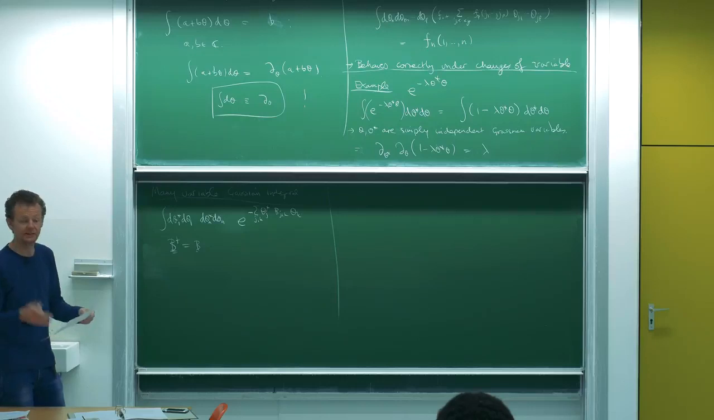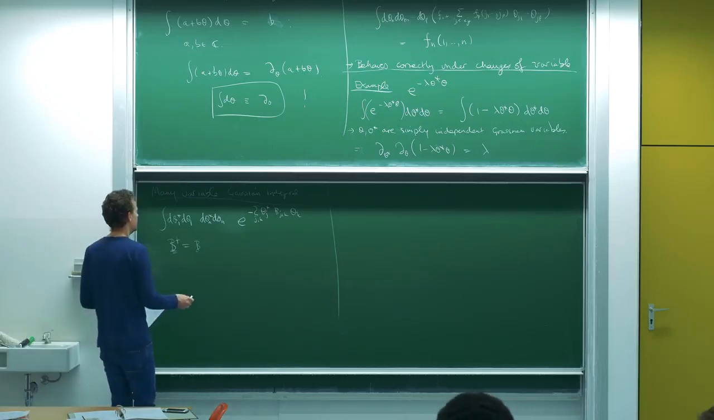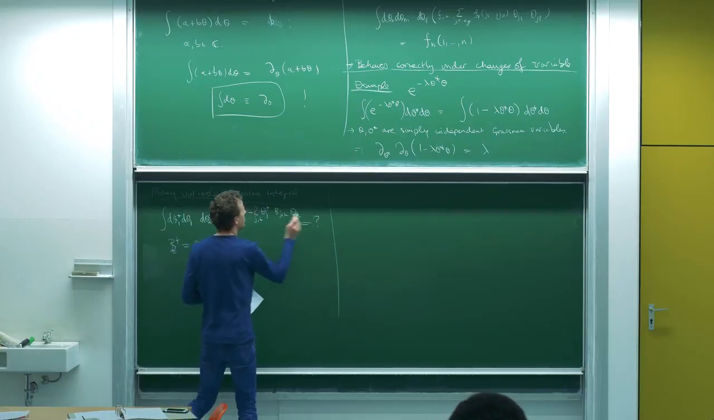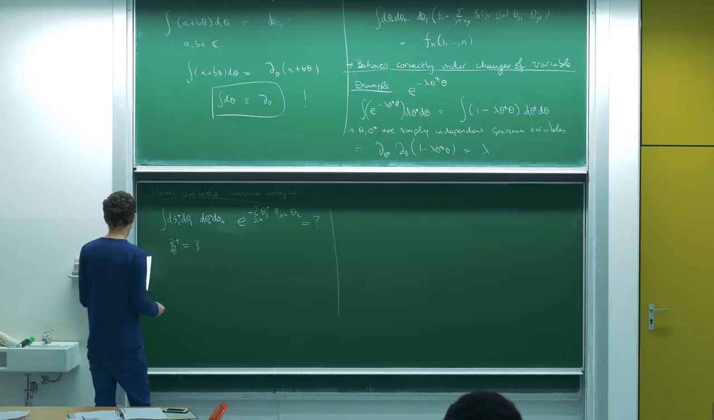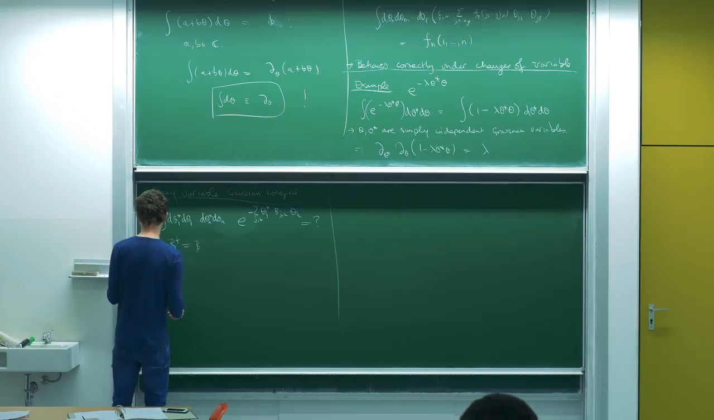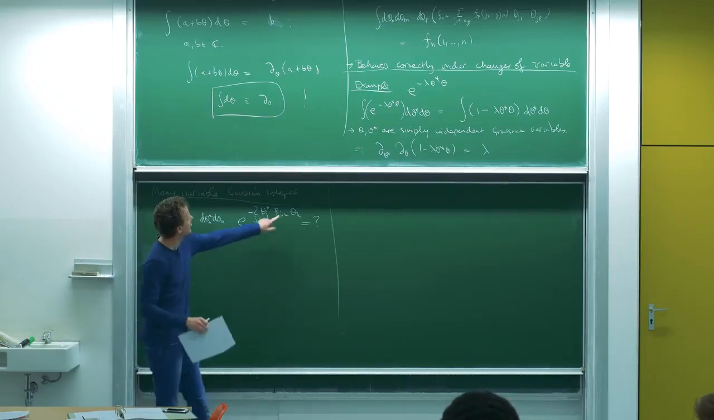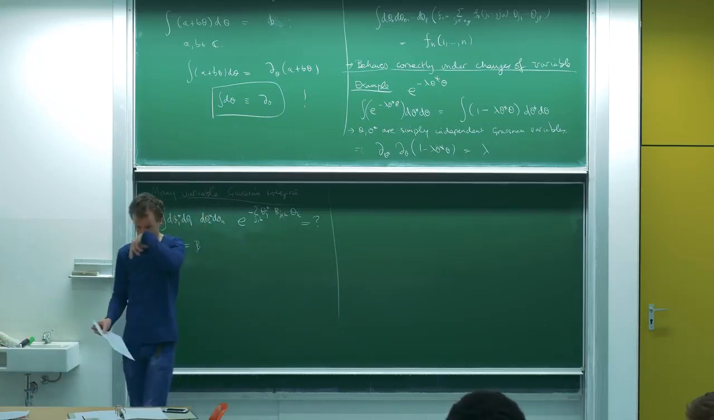And we're going to do it exactly the same way as we did for the normal many variable Gaussian. So how do we do it? The first step is to make a change of variables, a linear change of variables, to diagonalize this matrix B. So this matrix B is not yet diagonal.